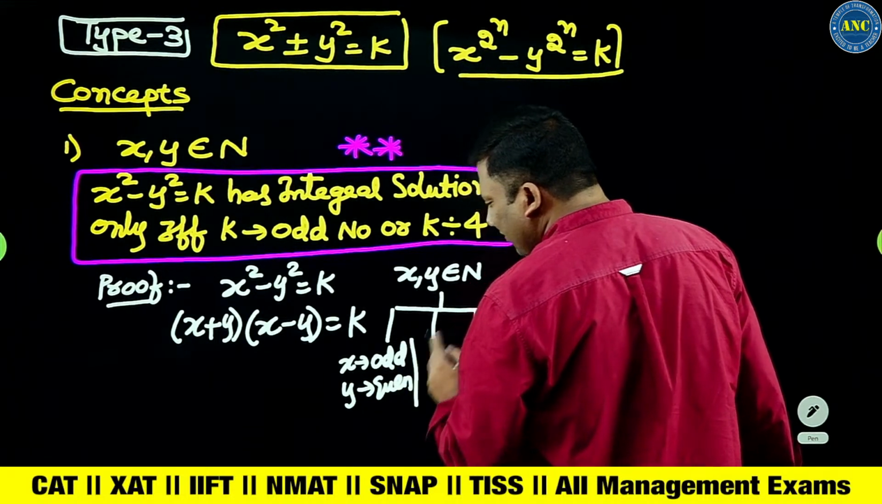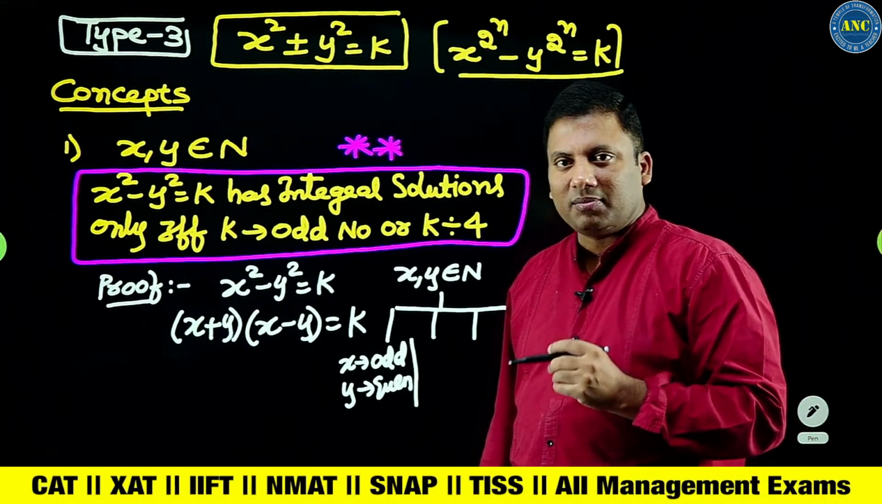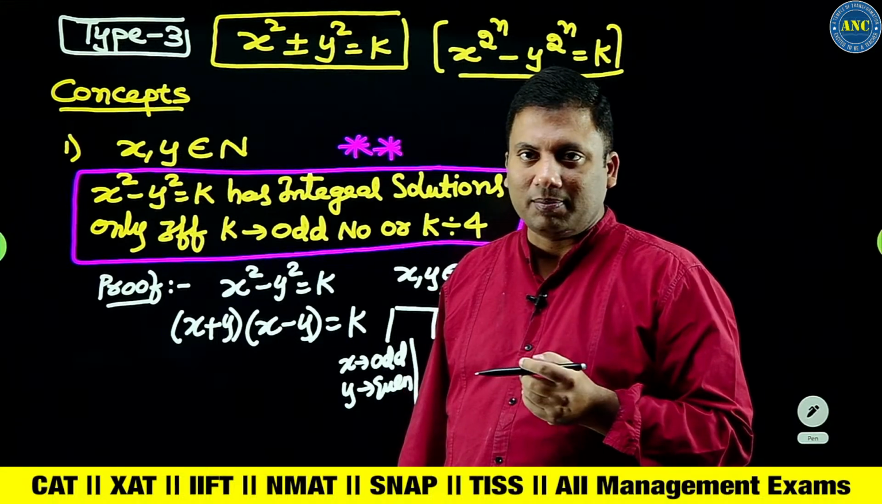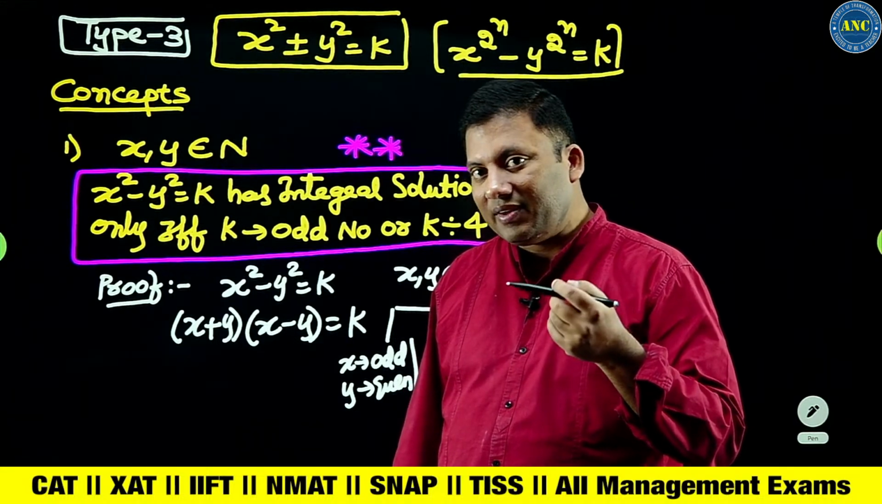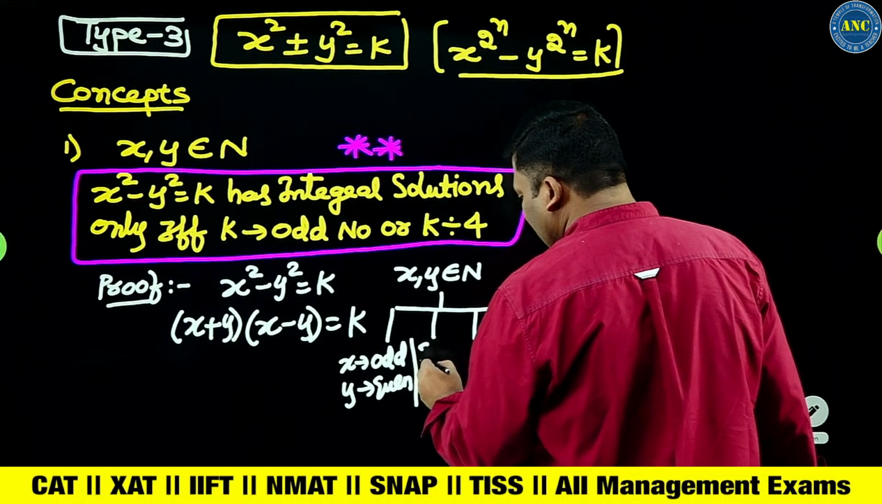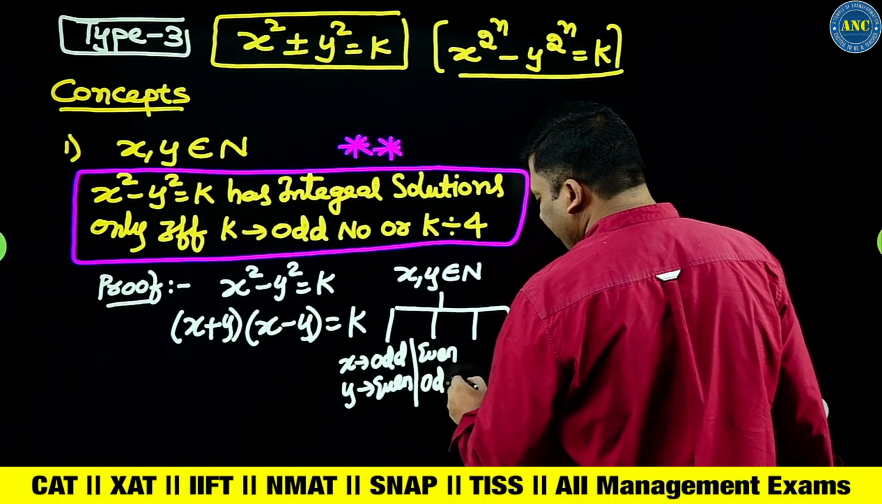Y can be an even number. X can be an odd number, y can be an even number. X and y are natural numbers, right? If they are natural numbers, they can be either an even number or an odd number. X can be an even number. X can be an odd number.